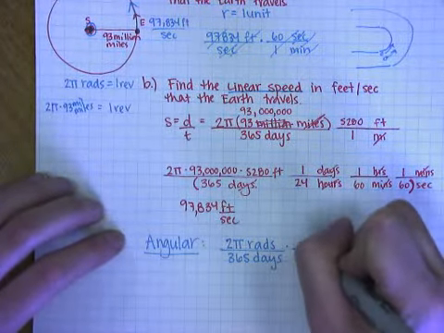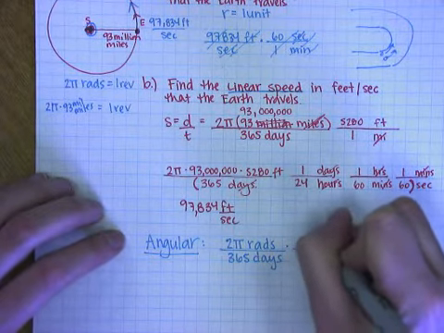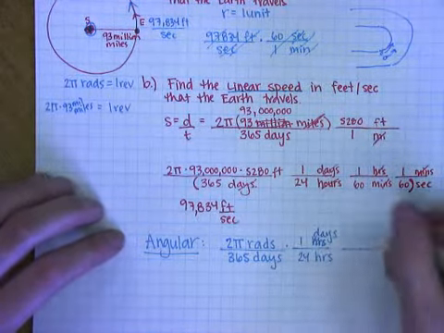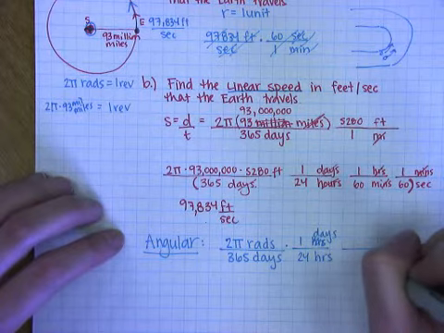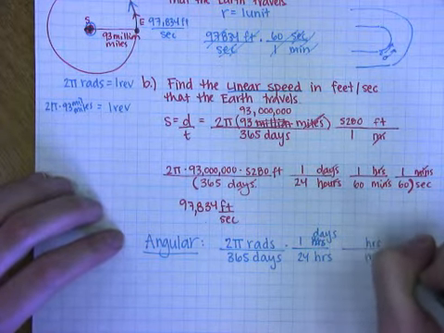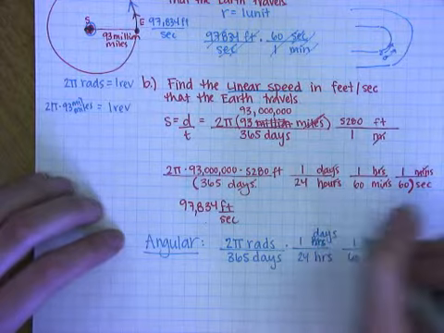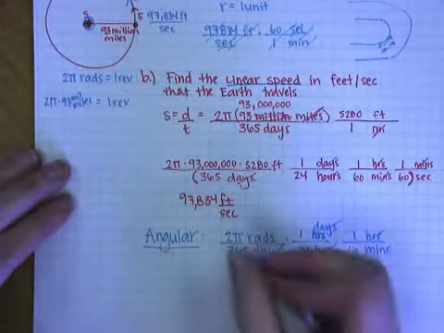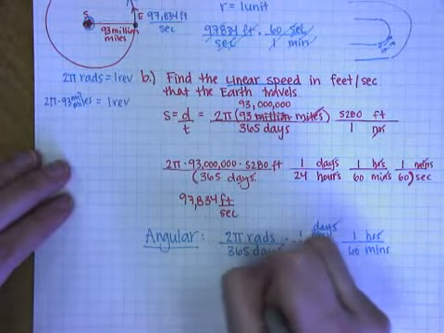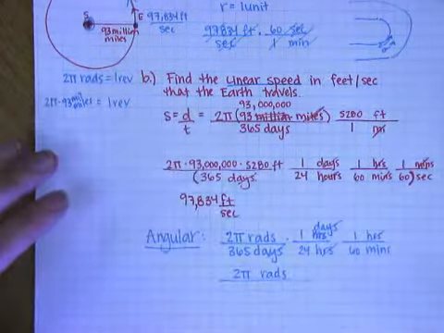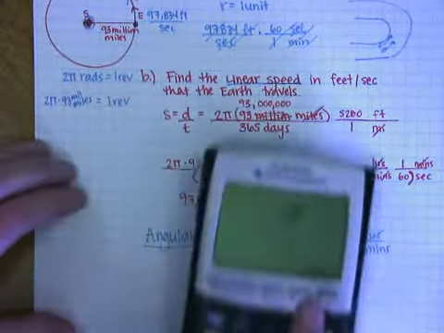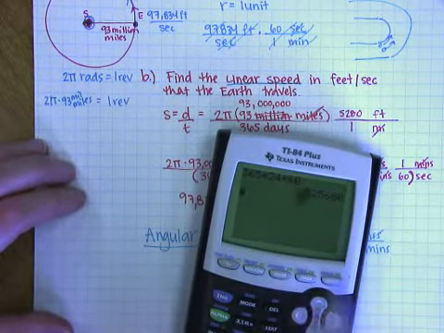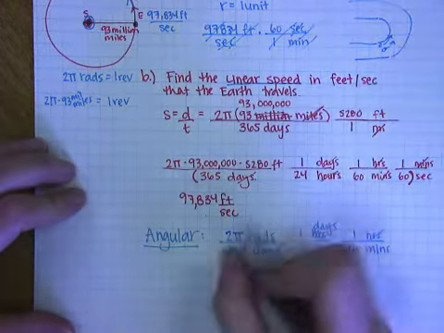I want to get rid of days, so I'm going to go to hours. Days on top, hours on bottom, 24 hours in a day. And then from hours, we'll go to minutes. So hours on top, minutes on bottom. There are 60 minutes in 1 hour. So let's see, days are gone, hours are gone, and now we're in radians per minute. So from here, we can just simplify. I have 2 pi rads over whatever 365 times 24 times 60 is. So let's see, that's 525,600.